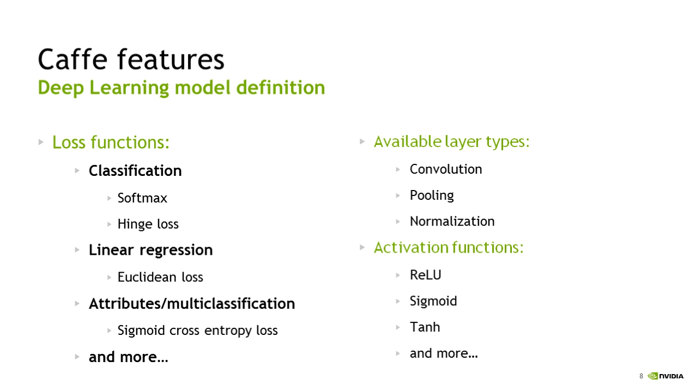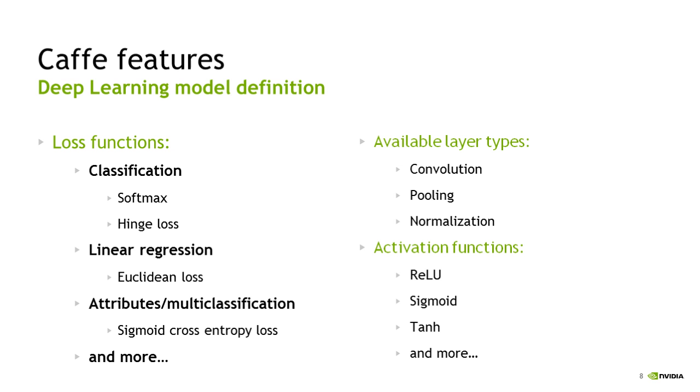And those loss functions that are available include popular classification loss functions such as softmax with cross entropy, or hinge loss, linear regression. You can do Euclidean loss. And there are loss functions for more sophisticated problems like multi-class classification problems.